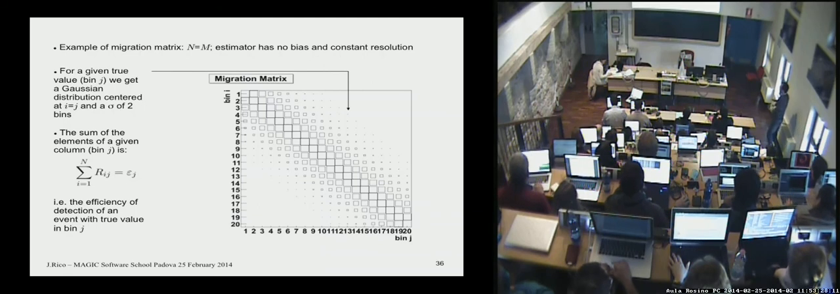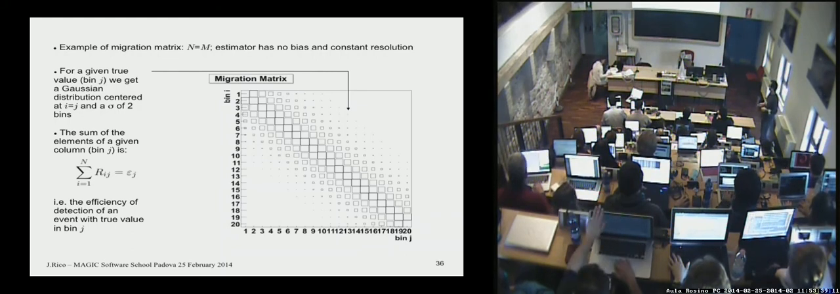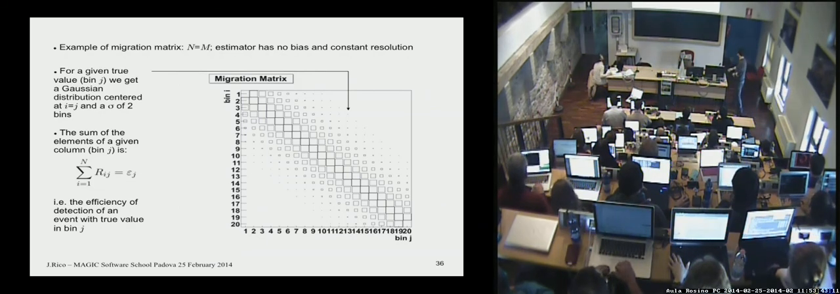the sum should be the efficiency. But the maximum should be 1, and if you get less, it's because some of the events are simply not detected. As I said, this is, in our case, taken into account in the effective area rather than in the migration matrix.